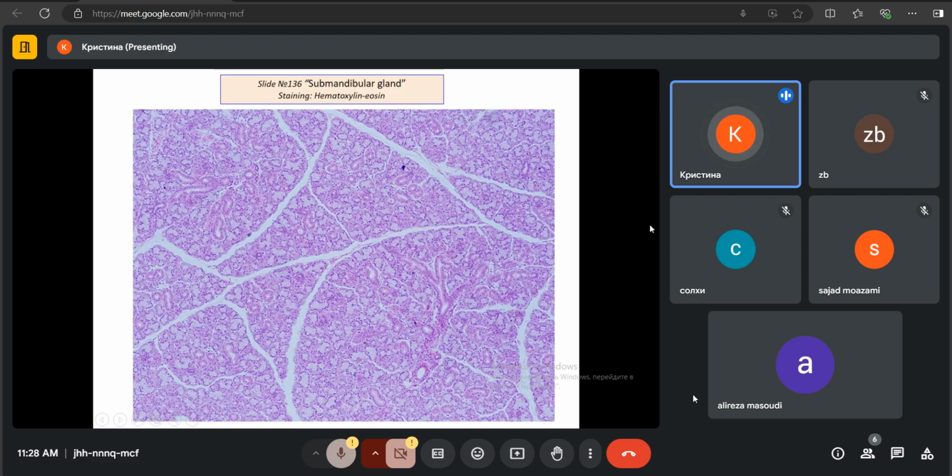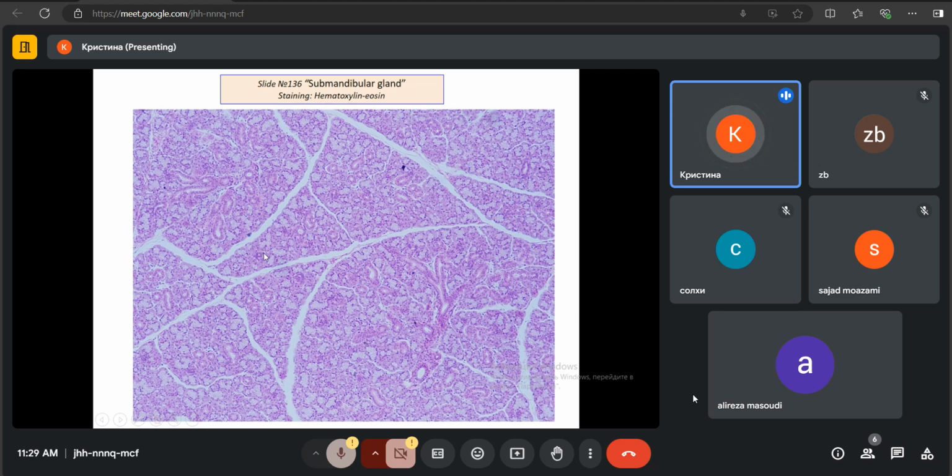This is how the submandibular gland looks on low magnification. These are lobules, which are separated from each other with layers of loose fibrous connective tissue. Inside each lobule, we have the secretory portions. Some of them have mucocytes, so they look more transparent. So these are mixed. Between them, we have the serous ones.